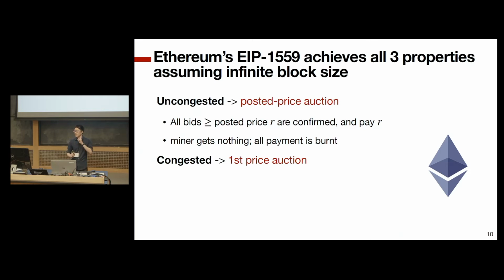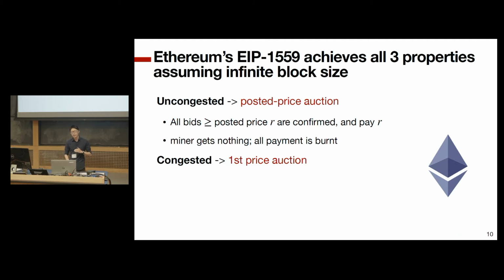So this is what EIP-1559 achieved. When the network is uncongested, that means the demand is lower than the supply, then the mechanism just acts like the posted price auction. Here, there is a predetermined price, R. Everything higher than R is confirmed and just pays R. And in this case, we are fine.